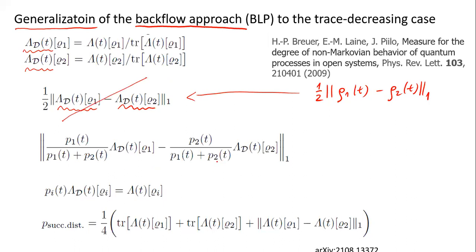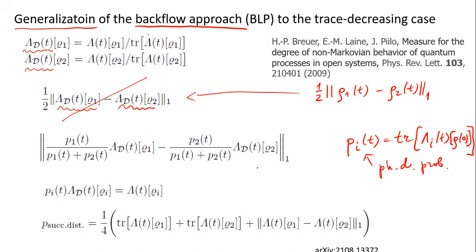Another example can be to take probabilities of photon detections. So to consider P_i(t) as a trace of Lambda_i(t) acting on rho 0. So this is a probability of photon detection. And if we weight our states with probabilities of this form, then we can hope that we get a proper indicator of non-Markovianity, but this is also not true. So this is not a valid indicator either.